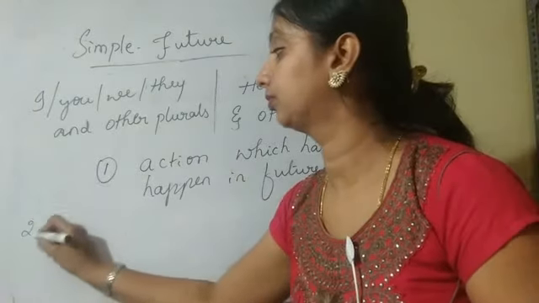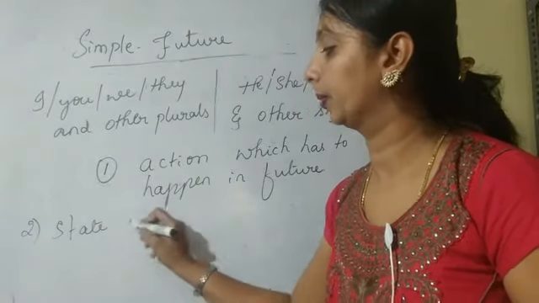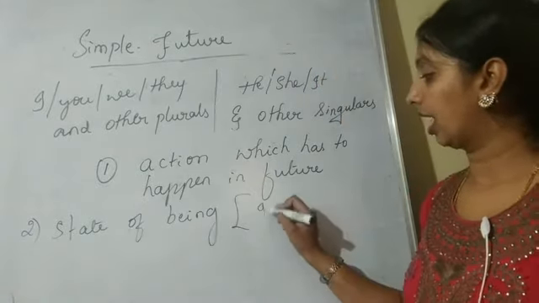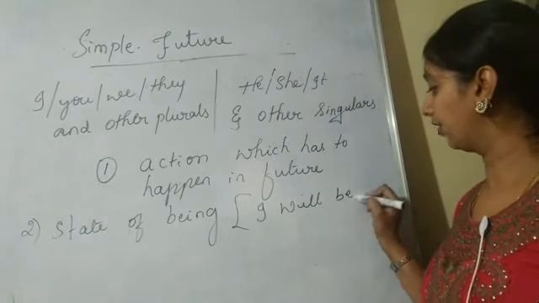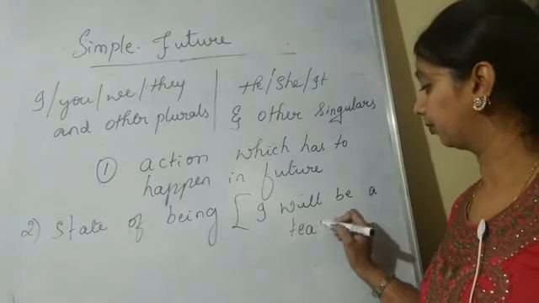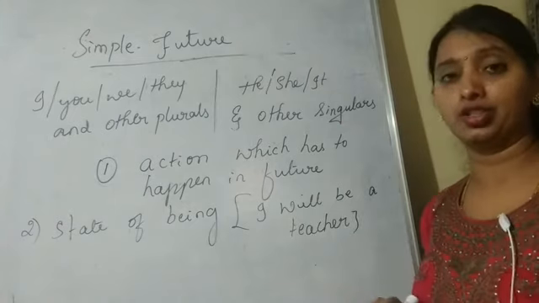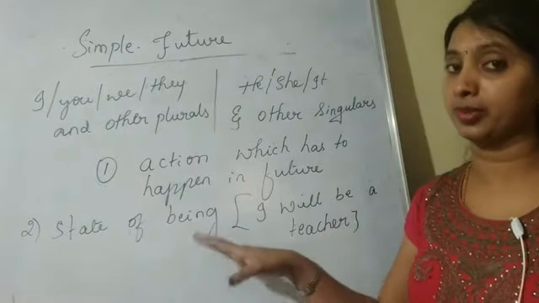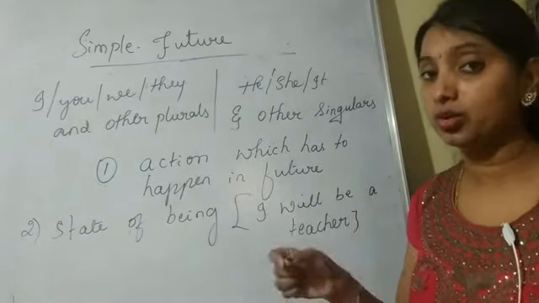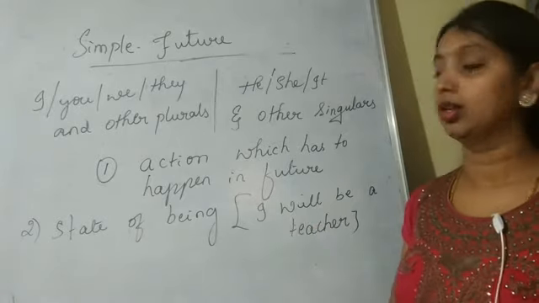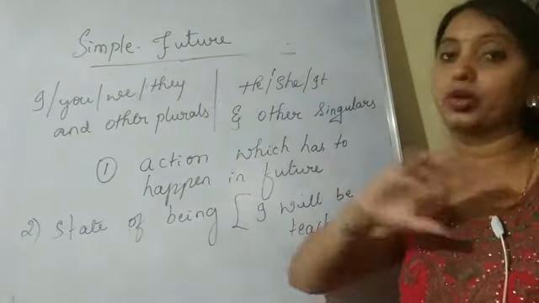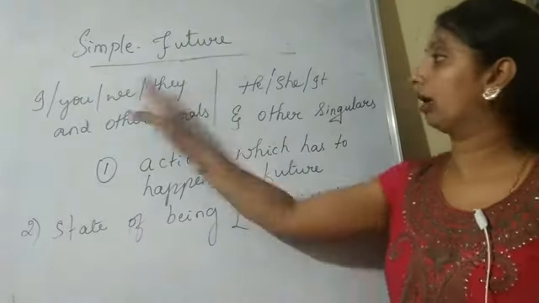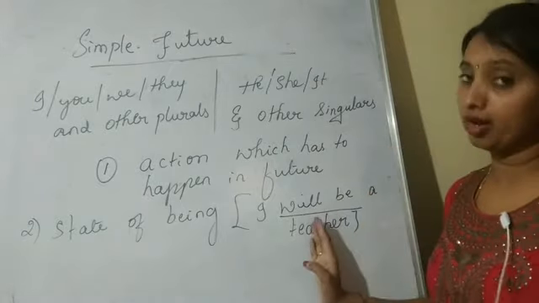Second one, state of being. Here also we have to use, I will be a teacher. I will be a teacher. This is the state of being. But the thing is, when we used these kinds of sentences in simple present, we had some changes. When we used in simple past tense, we had some changes. But when we are using in simple future, we don't have any changes in the structure. So, will be is used with all the words. So, I will be a teacher.